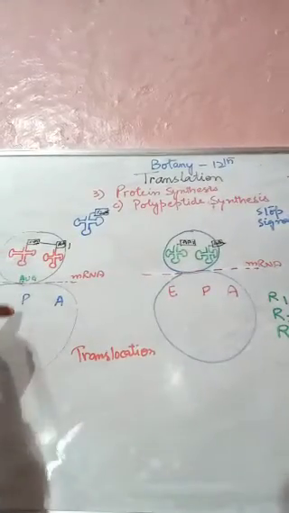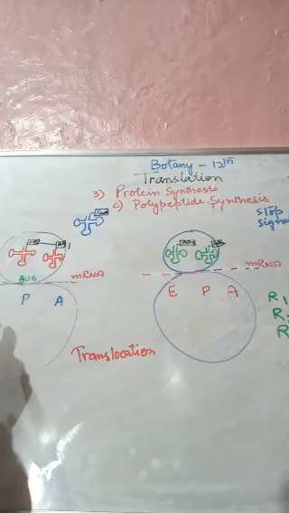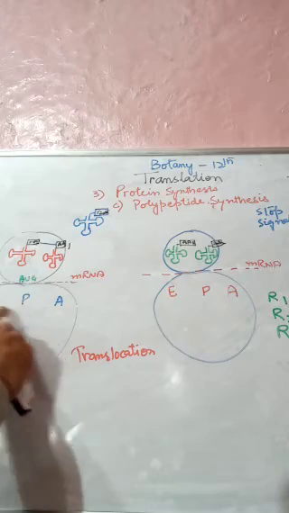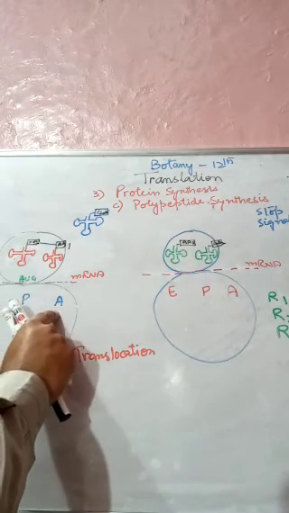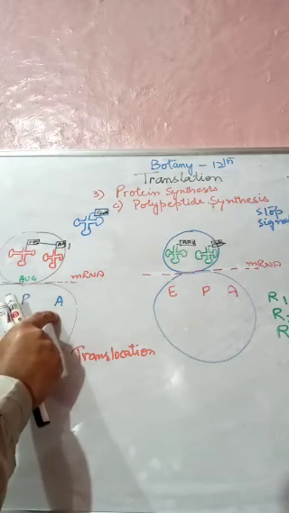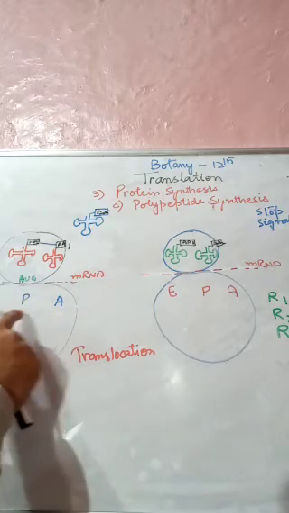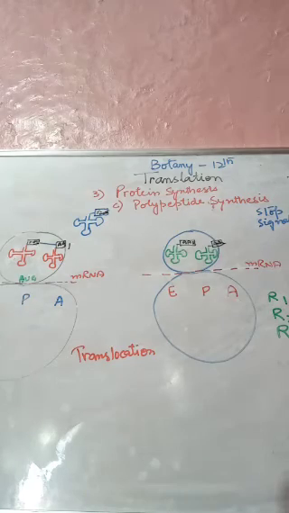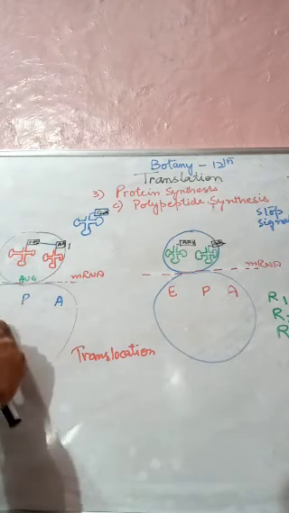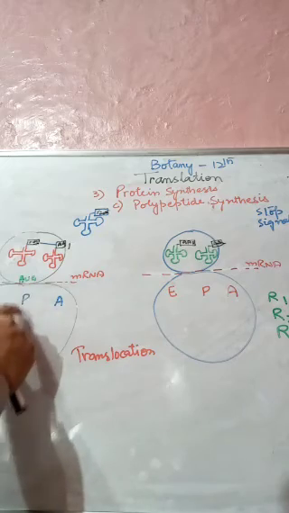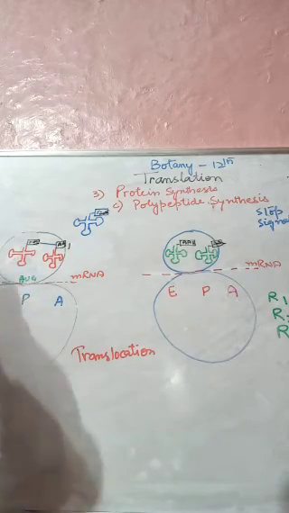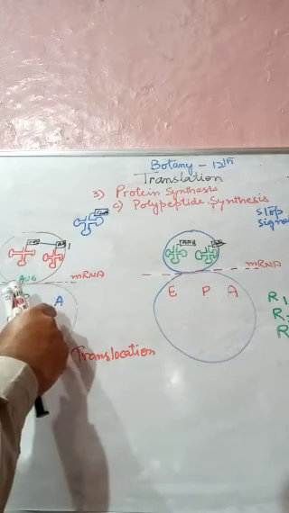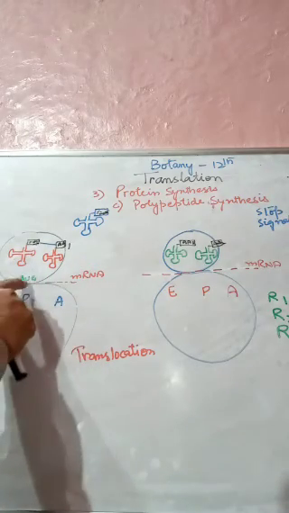And we have got three sites, A, P, and E. At A, the attachment of amino acids takes place. At P, the polypeptide bond forms. E is the site of exit. The first codon, AUG, always comes at site P. The other codons for the amino acids are read at site A, except AUG.